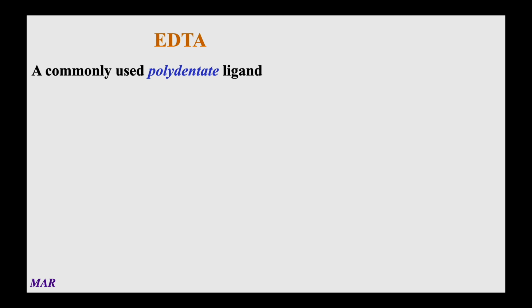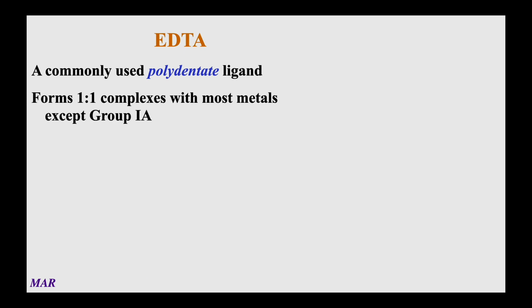EDTA is another example of a ligand that's used a lot, but EDTA is very wild. It's considered a polydentate ligand, which means it can have 2 or more, but up to even 6 different teeth connecting it to the metal atom. EDTA is really fascinating. It forms 1-to-1 complexes with most metals on the periodic table except for group 1A. What that means is that if EDTA sees a metal, it basically attacks it, and one metal per one EDTA molecule is the resulting complex that forms.